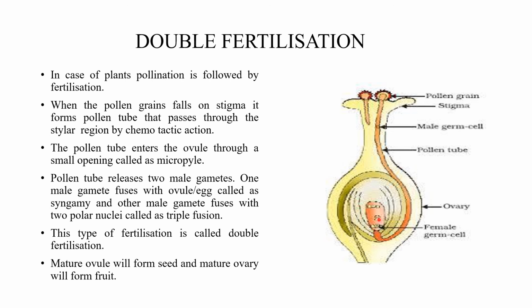Then one male gamete fuses with one female gamete, that is called zygote. The process is syngamy. Then the other male nucleus joins with two polar nuclei, that is called triple fusion. Inside the ovary, two fusions take place. Therefore, this type of fertilization is known as double fertilization. After fertilization, the ovary changes into fruit, the ovule into seed. Okay, thank you.